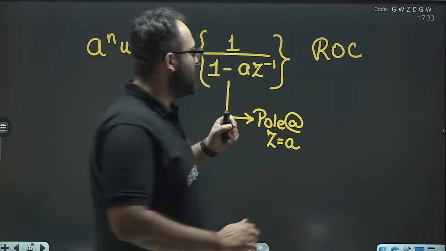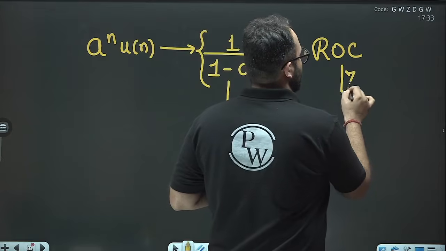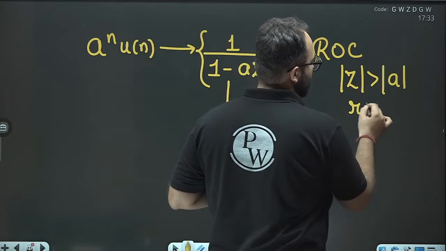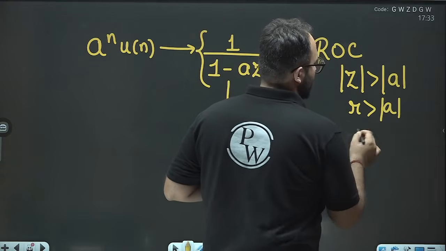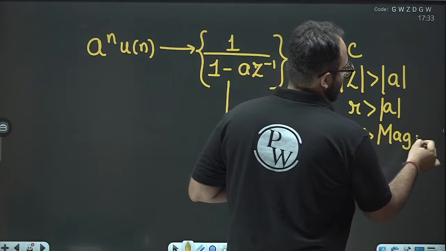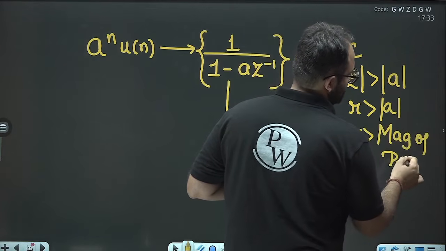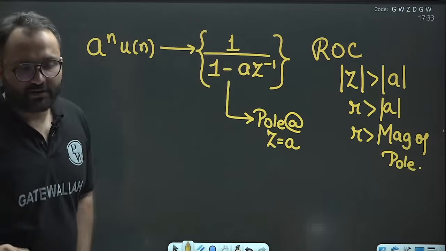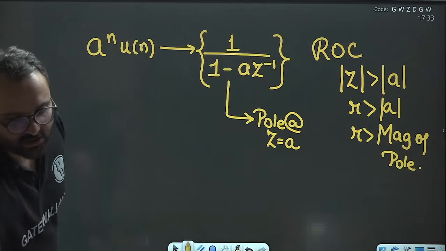So the ROC will be mod Z greater than mod of A, the magnitude of A. Or we can say that R is greater than the magnitude of A, or R is greater than the magnitude of the pole. Okay, so this is the condition, and this is the first conclusion about the ROC.